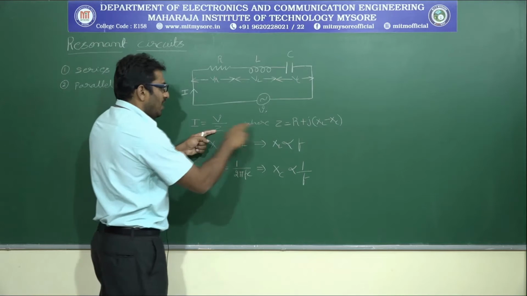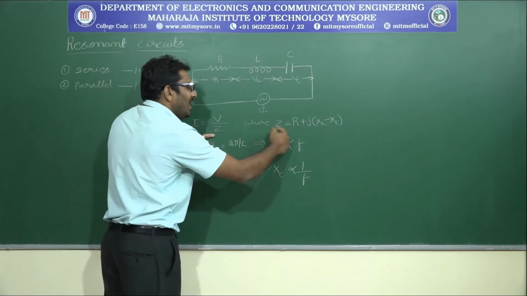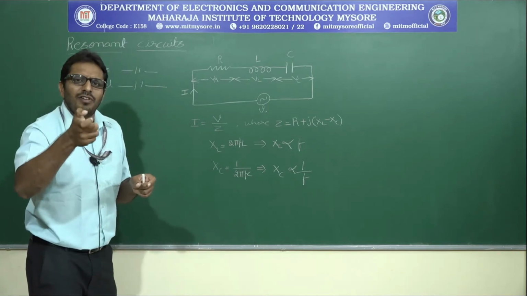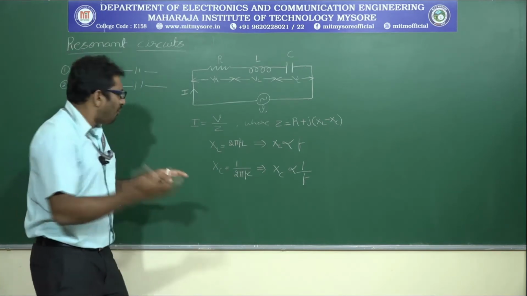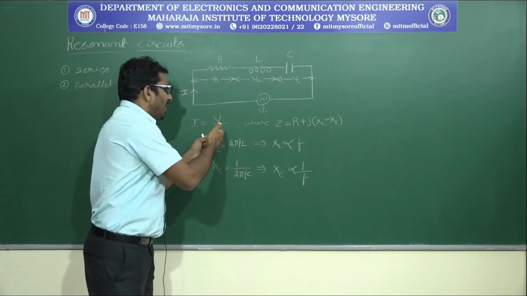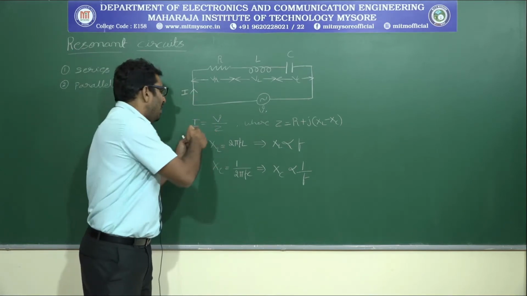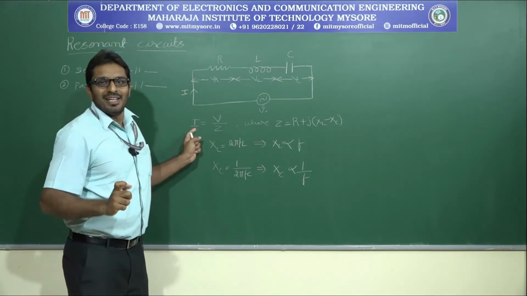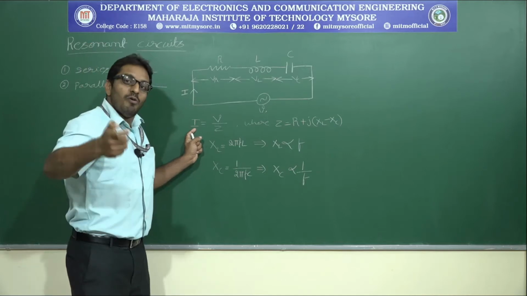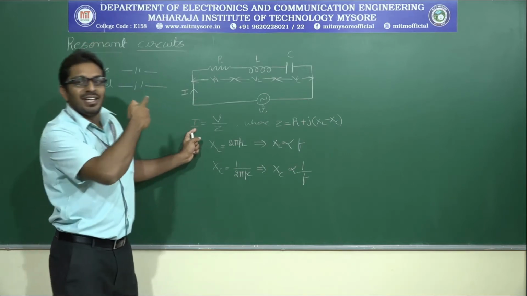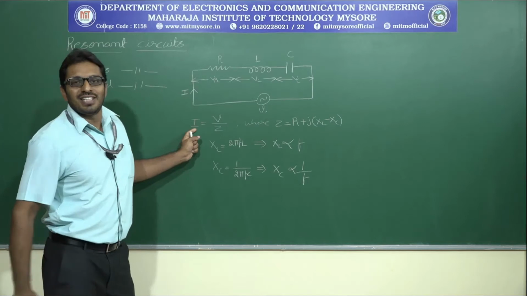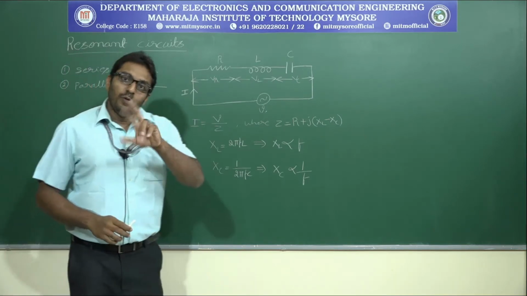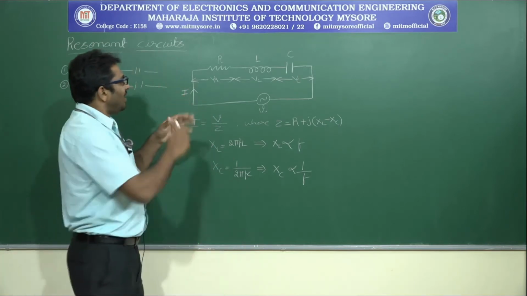Therefore, when Z is equal to R, the impedance is at its lowest value. That is the condition where the impedance is minimum. Obviously, when I is equal to V by Z, Z value is minimum, so I value is maximum, that is nothing but maximum current. That maximum current is obtained only at resonant condition in case of series RLC circuit. Is that clear?